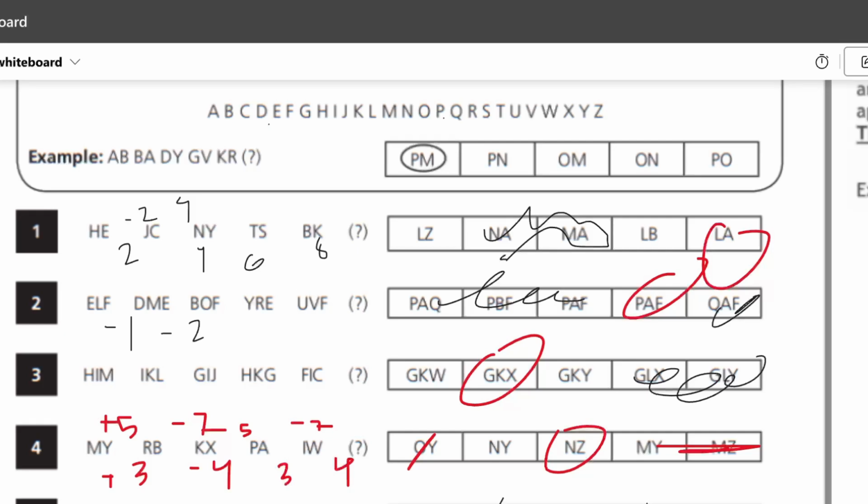And then H to C, we're going to do 1, 2, 3, 4, 5. That's minus 5. C to Y is 1, 2, 3, 4, minus 4. We're subtracting descending numbers, which means we need to do minus 3, minus 2, and then T minus 1 is going to be S. We get DS as the answer.